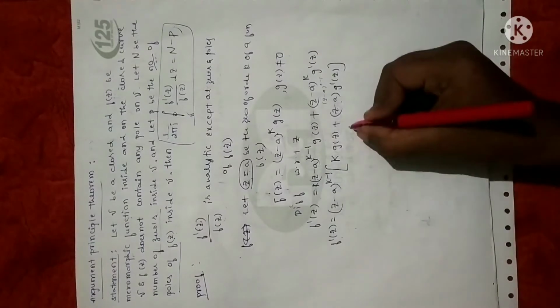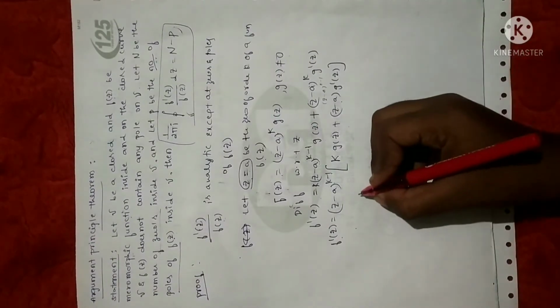Now here f dash of z I have solved. And moreover it has a zero of order k minus 1.